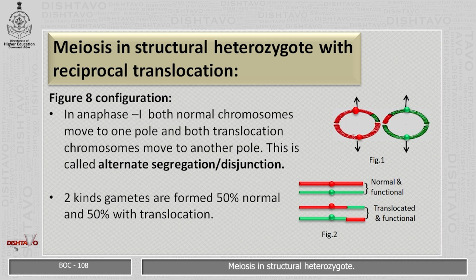Figure 8 configuration. In anaphase 1, both normal chromosomes move to one pole and both translocation chromosomes move to the other pole. This is called alternate segregation or disjunction. This you clearly see in figure 1. Two kinds of gametes are formed, 50% normal and 50% with translocation, as shown in figure 2.